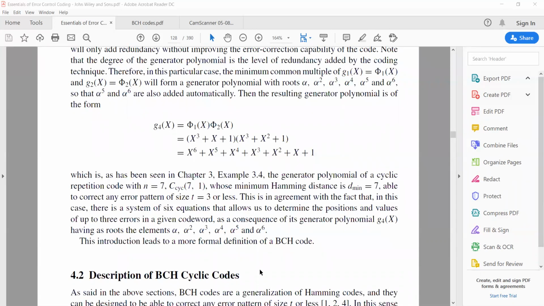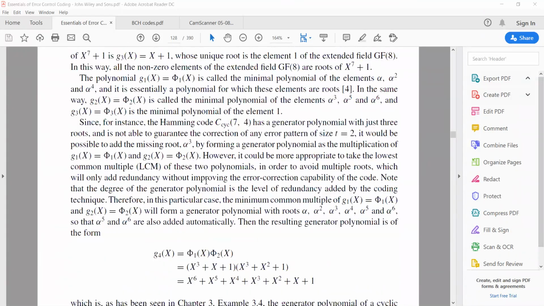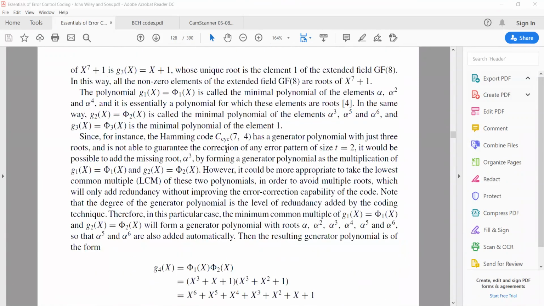So that is the purpose of considering the LCM of g1(x) and g2(x). That means considering another possible polynomial equation of GF(8). I think we have understood why we are doing this LCM, because we need another equation, another root actually.